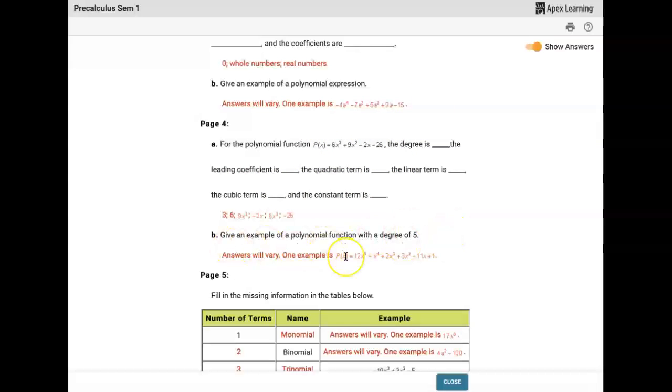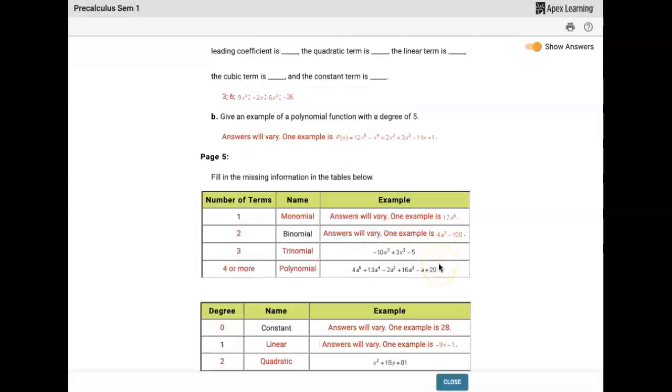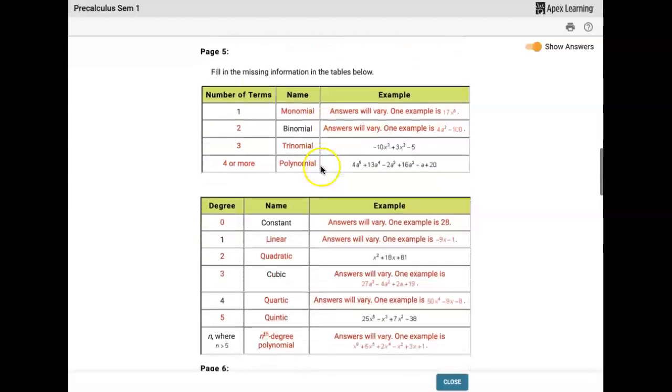So there's an example of a polynomial with a degree of 5, okay? It's just got to have something x to the 5th, and then you fill in for the rest of them there. Now, here's again how I knew how to figure out those answers above. If you've got one term, you're a monomial, 2 terms, binomial, 3, trinomial, 4 or more, you're a polynomial. Okay, plenty of examples there.